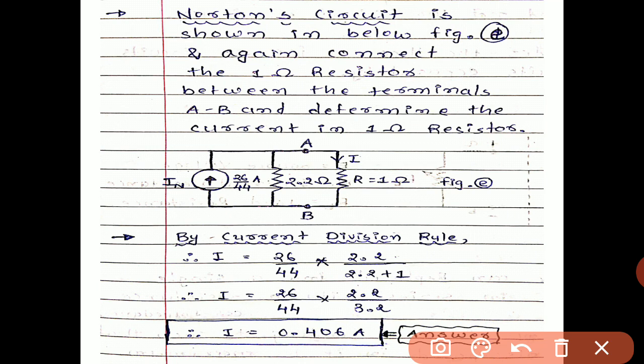So 26 divided by 44 multiplied by 2.2 divided by 3.2. By simplifying all these things, we get the value of the load current which flows through the 1 ohm resistance, that is I equals 0.406 ampere. This is our final answer. So after following all these procedures, we get 7 marks for this Norton circuit. So this is all about Norton's theorem.